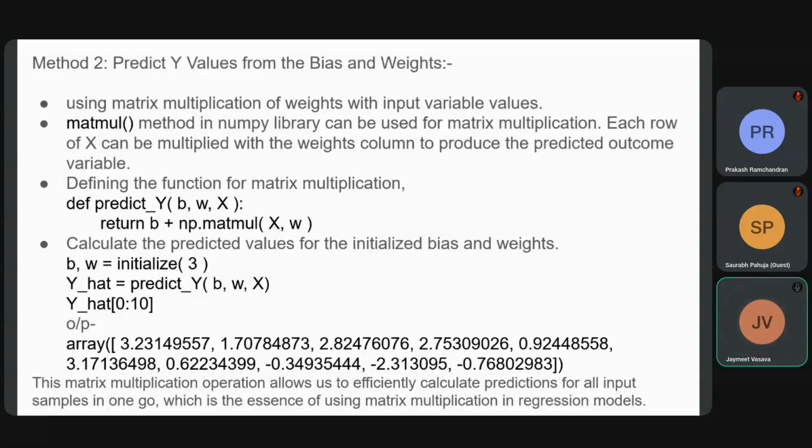The output that we get was a numpy array of 0.323 and 1.707, then 2.8 and so on, till minus 0.768. This matrix multiplication operation allows us to efficiently calculate the prediction for all the input samples in one go, which is the essence of using matrix multiplication in regression models.